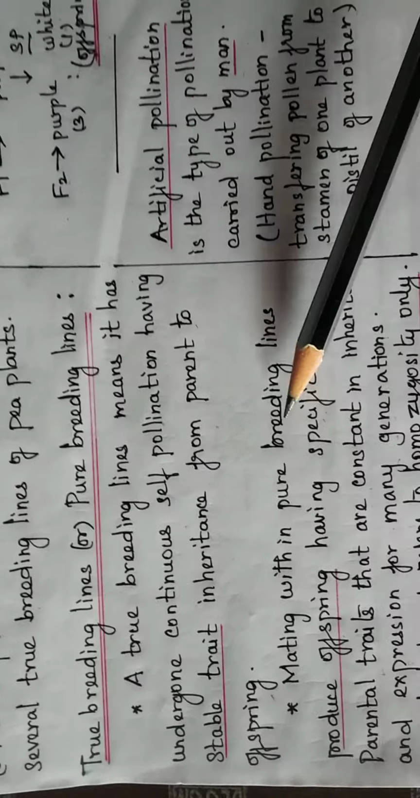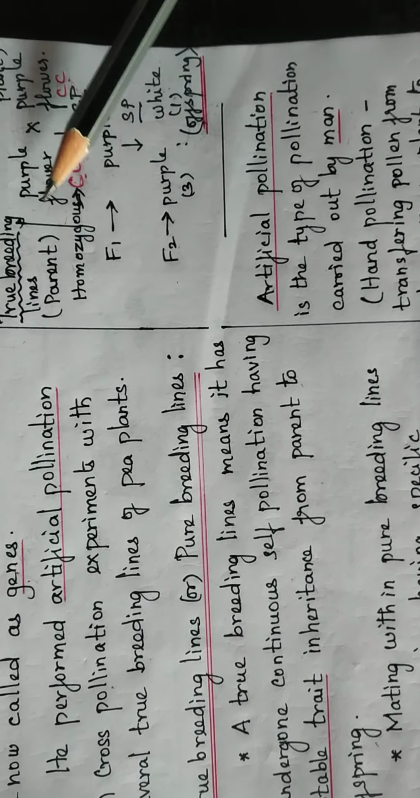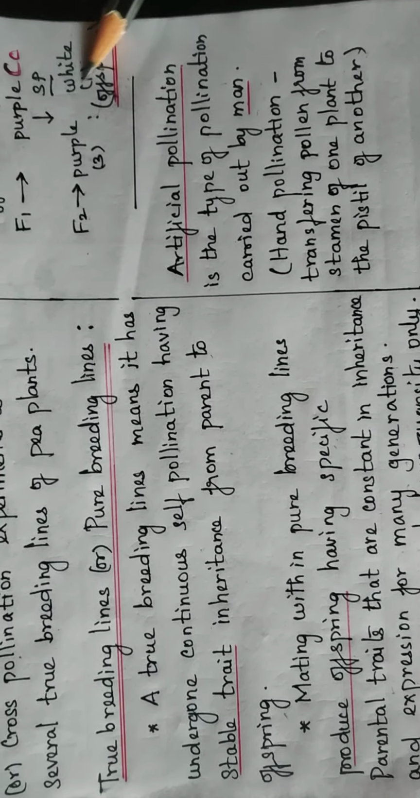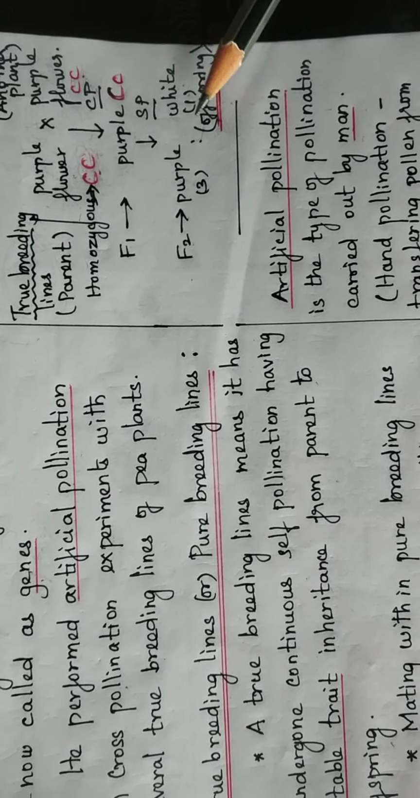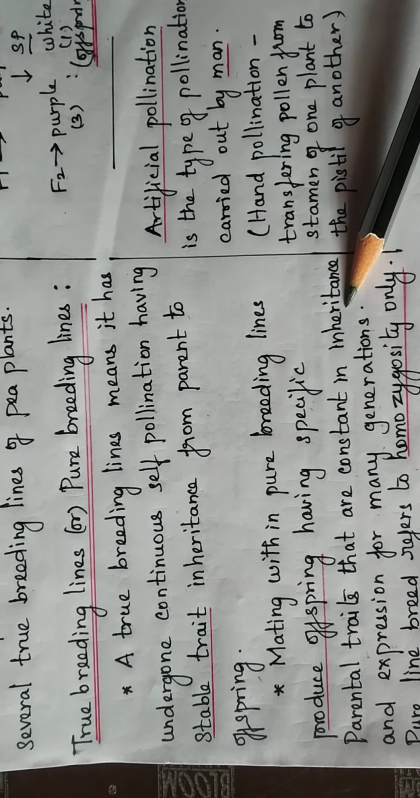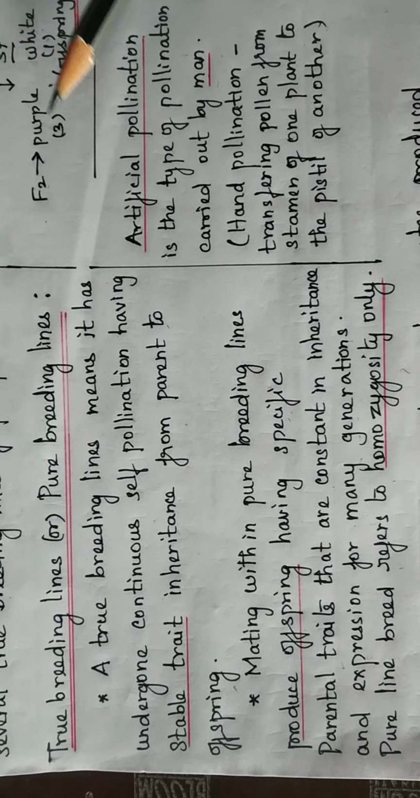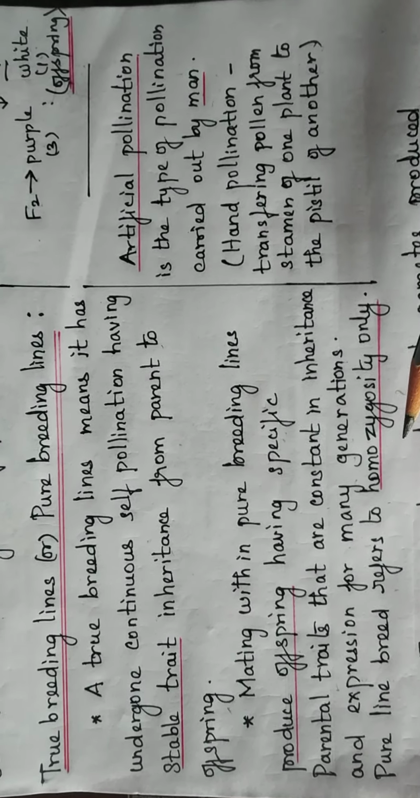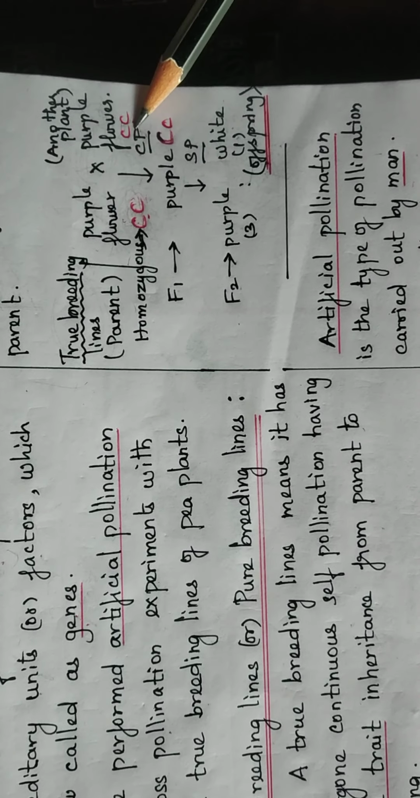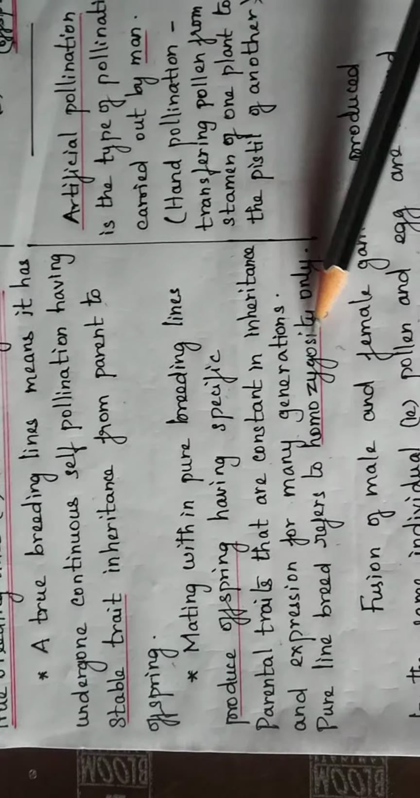Okay, mating of the pure breeding lines produces offspring. Mating of these two pure breeding lines makes offspring having what specific traits? The traits that come from the parents. Parental traits are constant in inheritance and expression for many generations, that is F2, F3, and many generations. These pure breeding lines are referred to as homozygous conditions. So capital C and small c, which is homozygous. True breeding lines show homozygosity only.